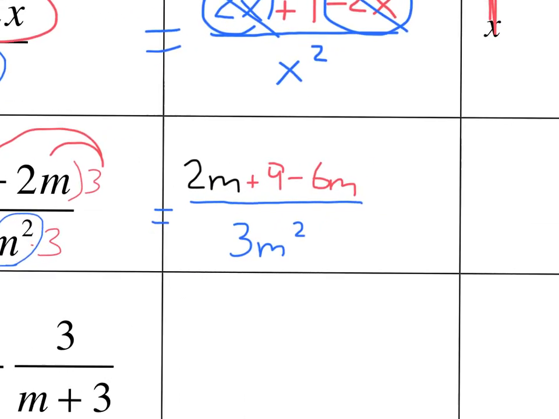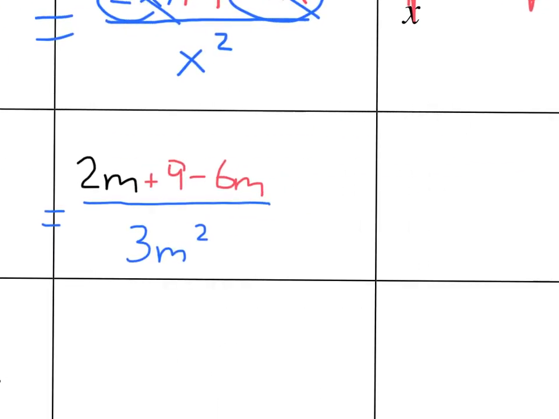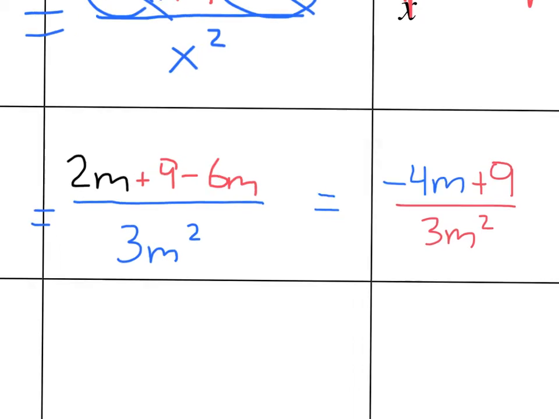Can you combine the 2m and the negative 6m? Good. And now we combine like terms. So the 2m minus the 6m is negative 4m. The 9 stays as is. And 3m squared. The last step is to always check, is there anything else to simplify?